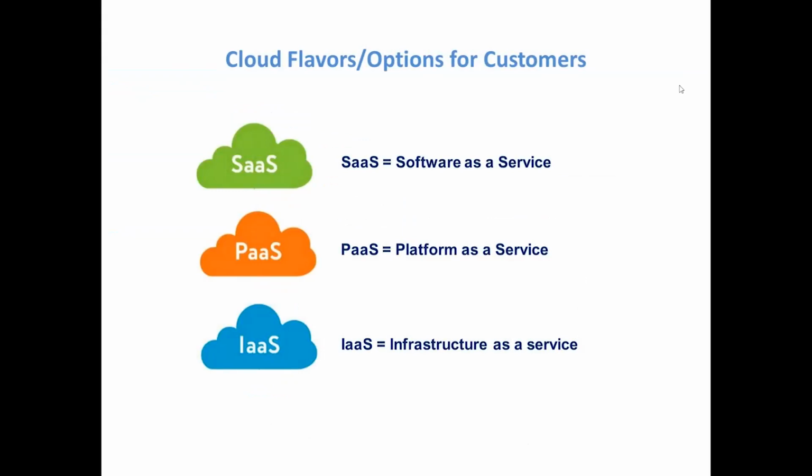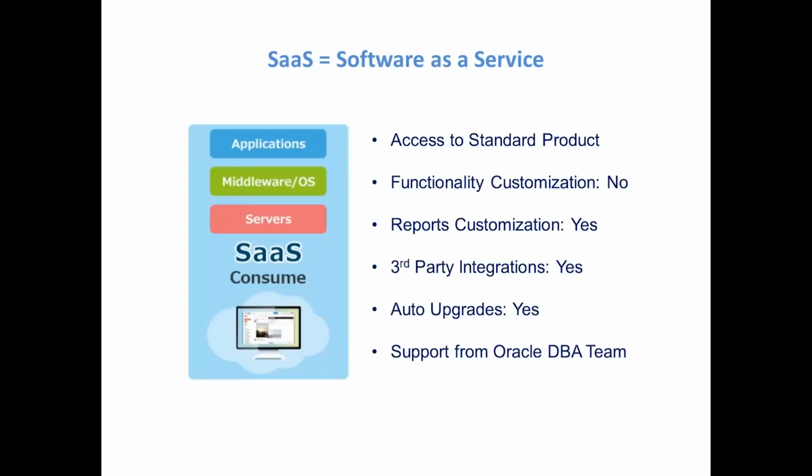So this is what we discussed in the last session. These are the three flavors for the customers from Oracle as a cloud service: SaaS, PaaS, IaaS. In case of SaaS, you cannot do functionality customizations. The rest all you can do. You can use the standard product as it is, and you can create report customizations. You can do third-party integrations, auto upgrades are possible. You can take the Oracle Fusion Cloud DBA support. This is what you have to manage with the SaaS.